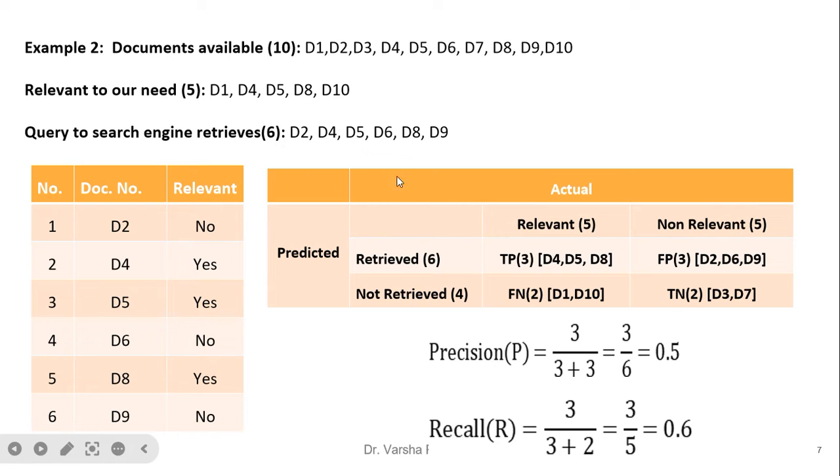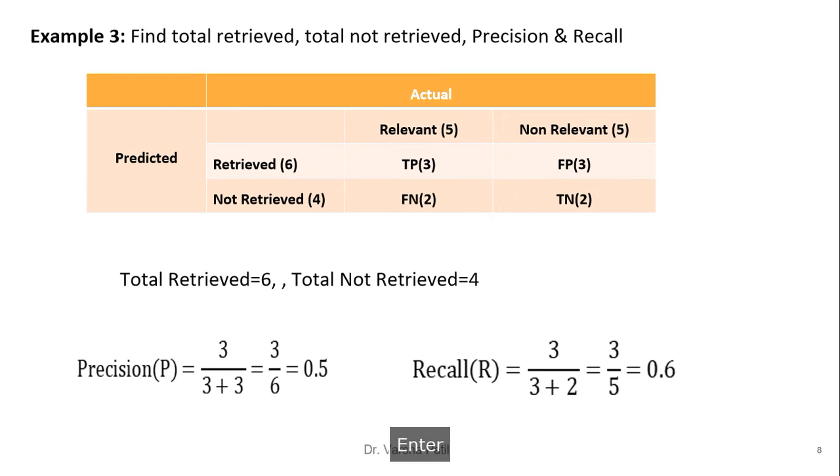So in this way, we first understand the problem, find out the relevant documents, find out the total number of retrieved documents, and in this way we calculate the precision and recall. For precision, the denominator is always the total number of retrieved documents, and for recall, the denominator is always the total number of relevant documents present in the system.